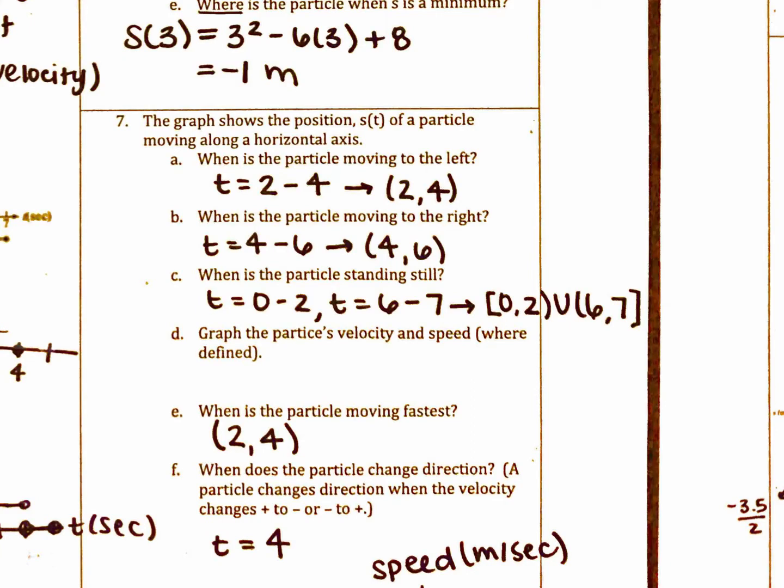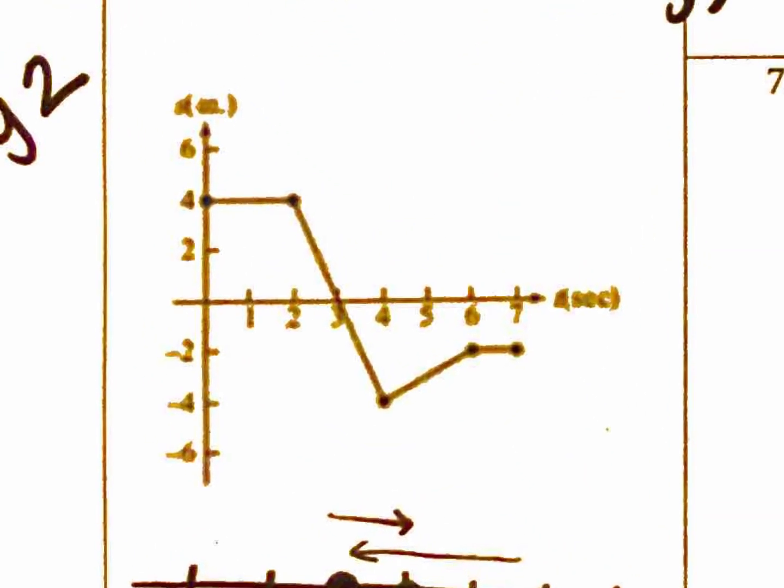Hey there everybody, Mr. Deacon here, and in this video we are going to continue our discussion into applications of derivatives. So we're going to start off here with number 7 from our notes packet. It says the graph shows the position of a particle moving along a horizontal axis. So remember, whenever we deal with situations like this, a positive slope means it's moving forward and a negative slope means it's moving backwards. So let's take a look at the graph.